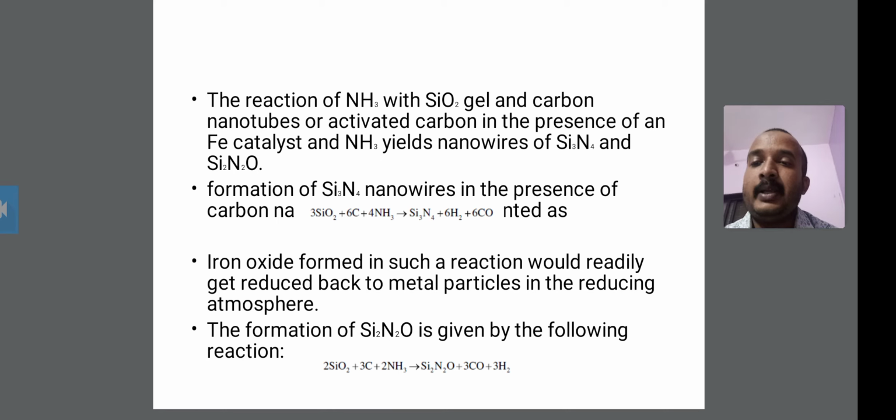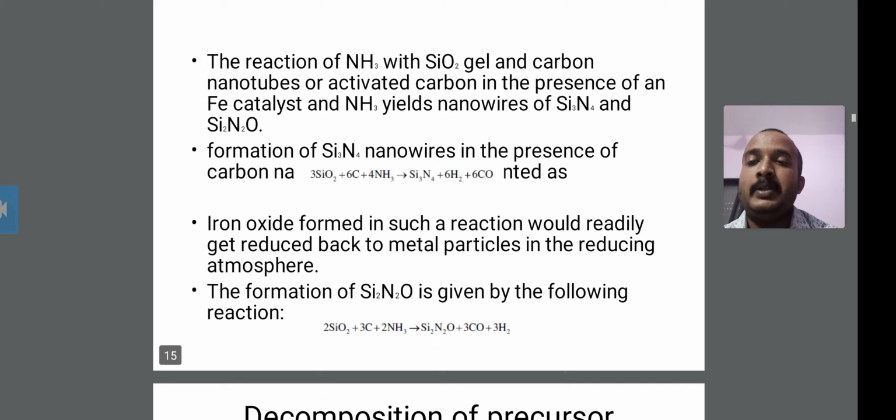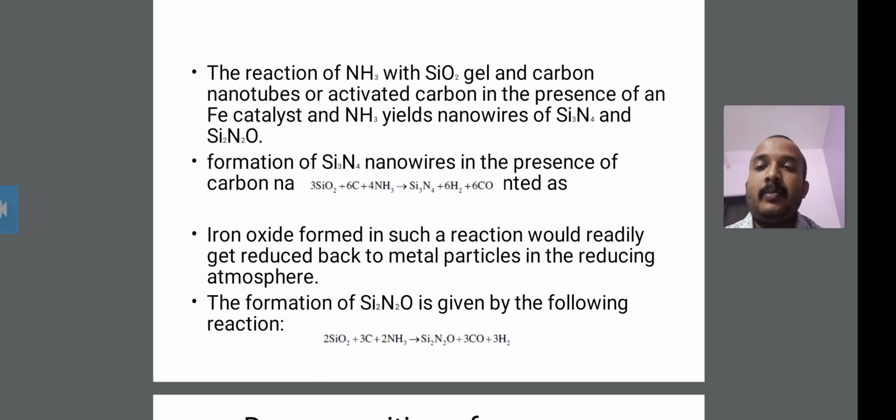Then the second point is the formation of Si3N4 nanowires in the presence of carbon. This is the representation: 3SiO2 plus 6C plus 4NH3 gives Si3N4 plus 6H2O and 6CO. The iron oxide formed in such a reaction would readily get reduced back to the metal particle in the reducing atmosphere.